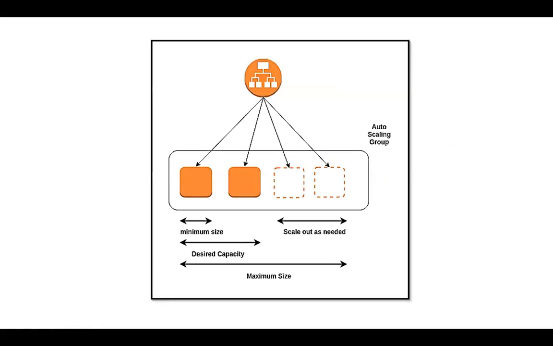So this is how the basic auto scaling group works. What is the minimum size that should always be up and running, how much we need to scale out at maximum, what is the desired capacity, and what is the maximum size that we have. Like suppose 4 instances are there and we always need a desired capacity of 2 running. We can define all those things in the auto scaling group.